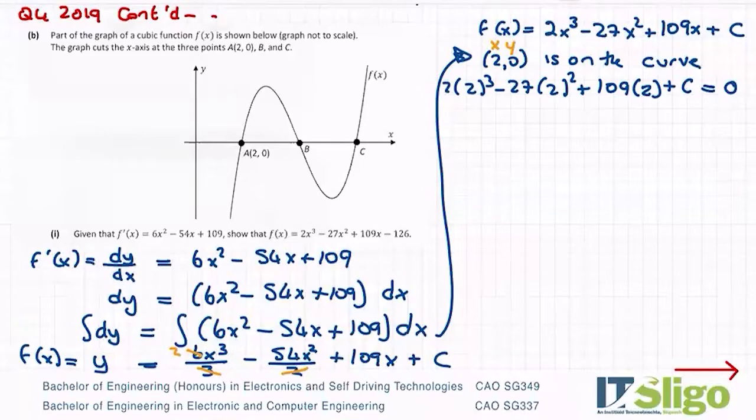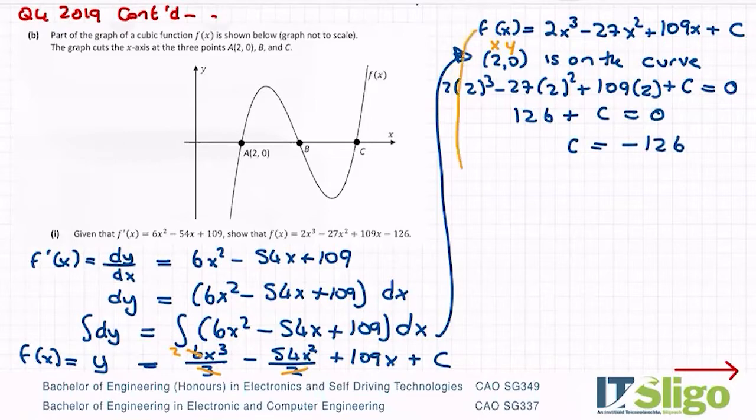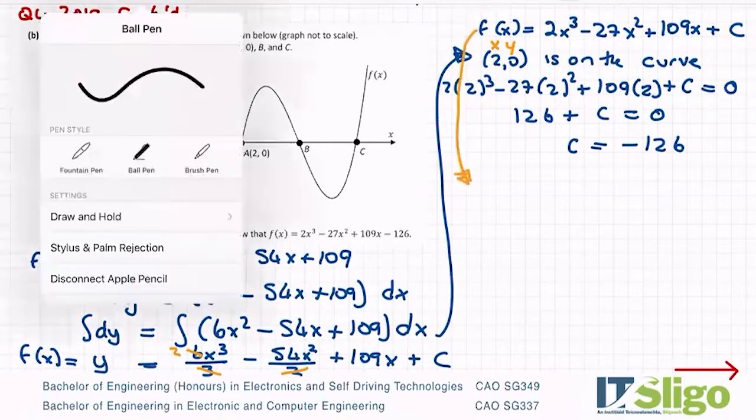So 2 bracket 2 cubed minus 27 times 2 squared plus 109 bracket 2, and I'm getting 126 for that. So 126 plus c is equal to 0. So c is equal to, bring over the 126 and it becomes minus 126. So then fill it into your function that you've just found.